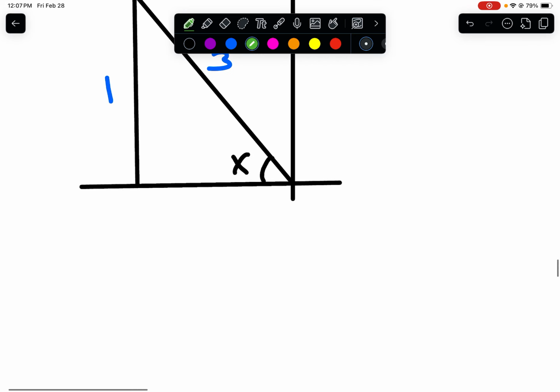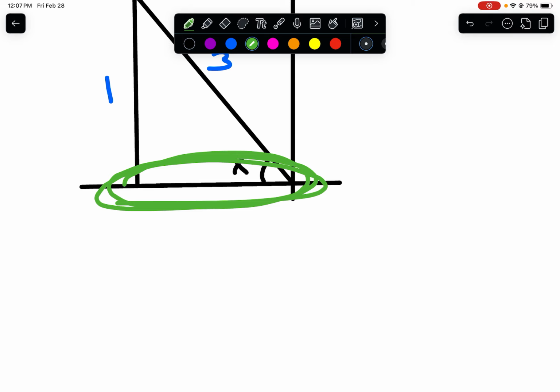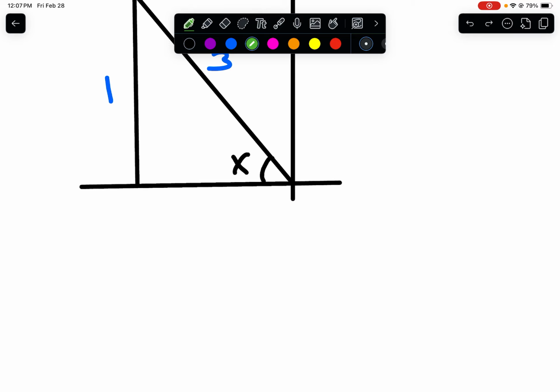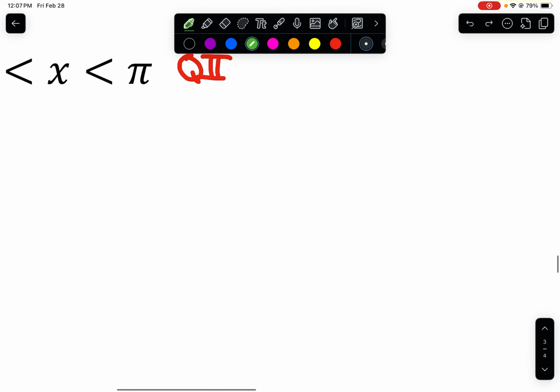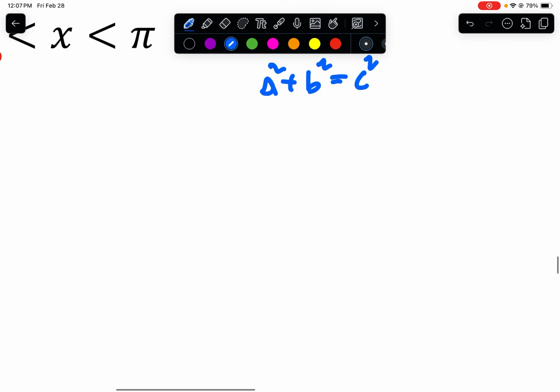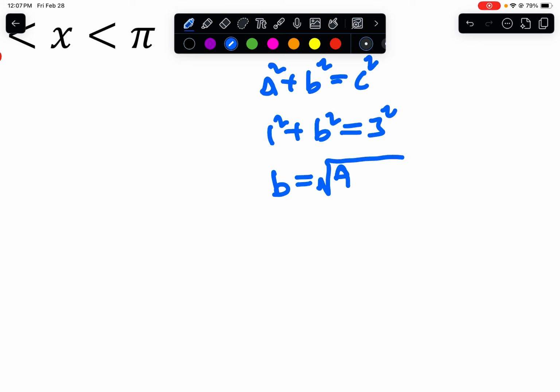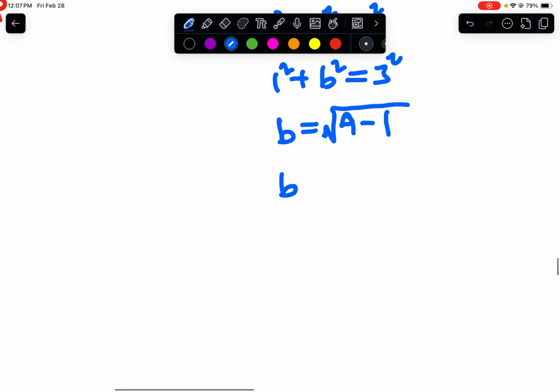So now I need to know what my last leg is down here, so I can do the Pythagorean theorem. I'll just do it really quick over here. I know a squared plus b squared is equal to c squared, so 1 squared plus b squared is equal to 3 squared. So b is going to be equal to the square root of 9 minus 1, which means b is going to be equal to the square root of 8, which when you simplify that radical is the same as 2 root 2.